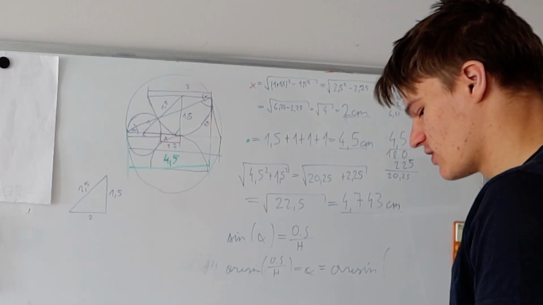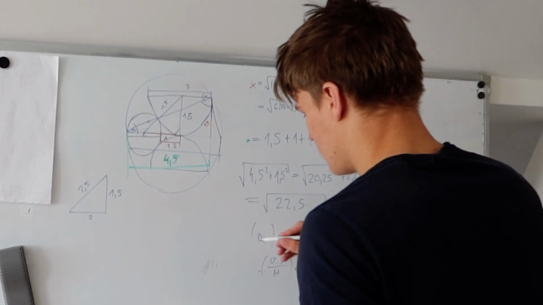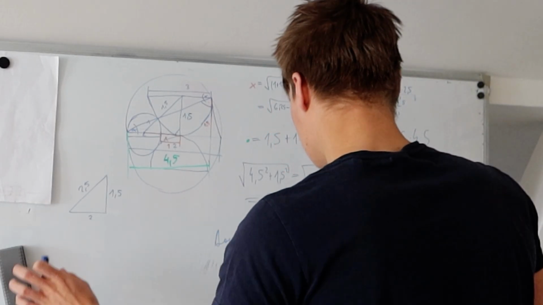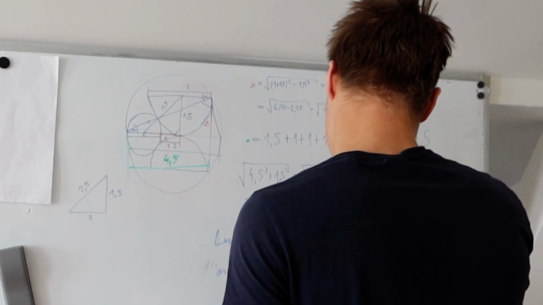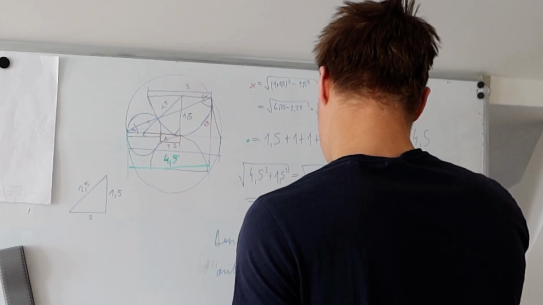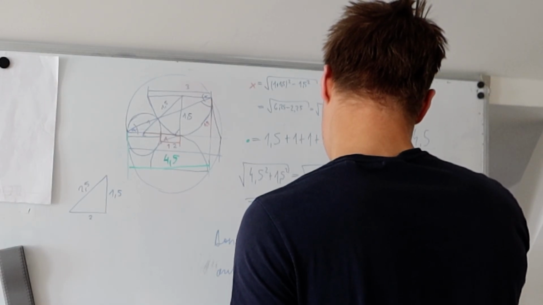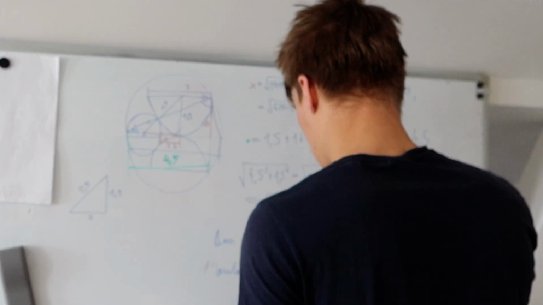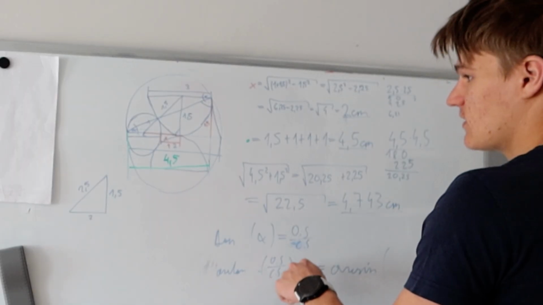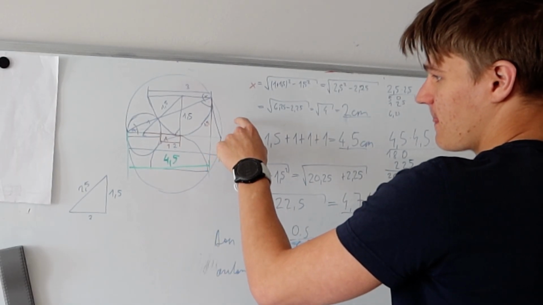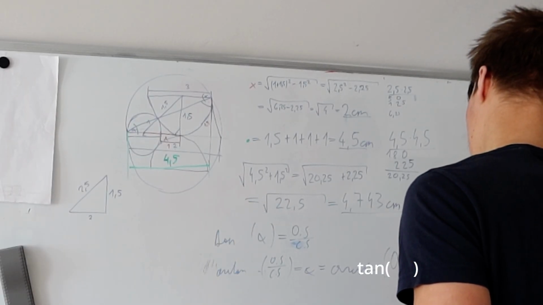So, we should have actually used the tangent, which is what I just realized. So let's make that arctan of the opposite side over the closest side, which is 1.5 over 4.5, which is 0.3 repeating.